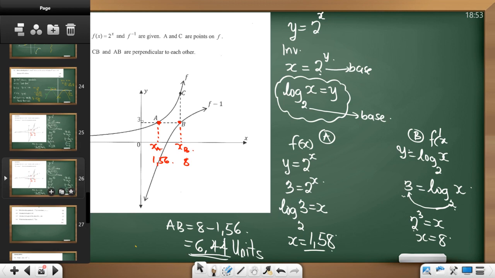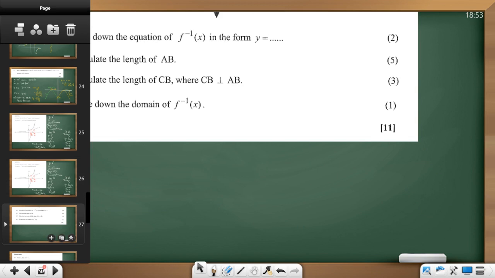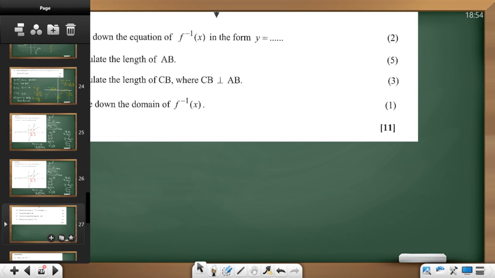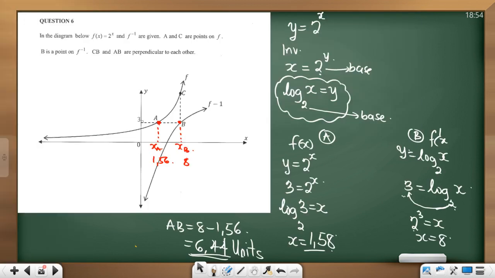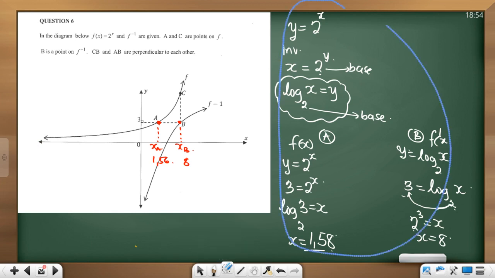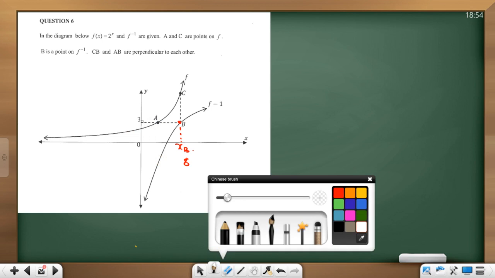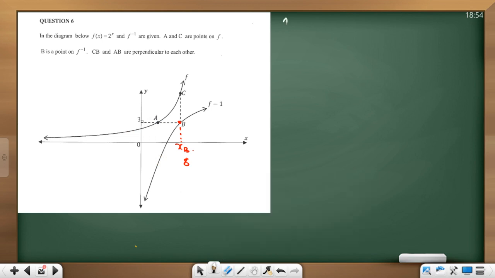No, the next question, was it AB? Calculate. We've done AB. Calculate the length of CB. All right, let's go back to our graph. Now, you would notice that at CB that we are looking for now, let me erase this. We know our X value as 8. Just the same way, the length of CB, it's now vertical, so we are looking for Y values now. Let's look for the Y value of C.